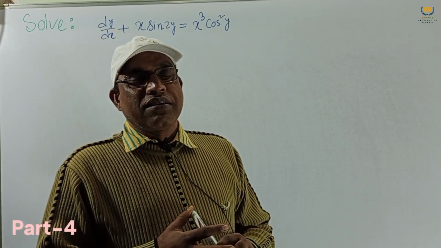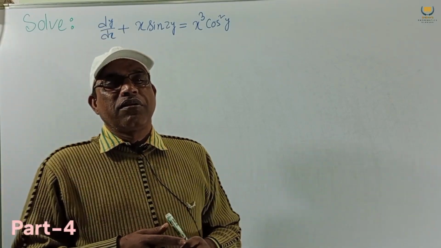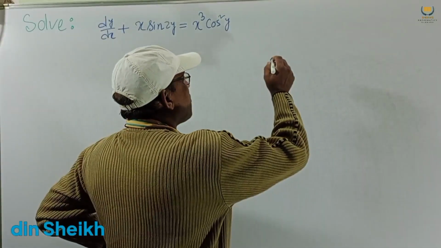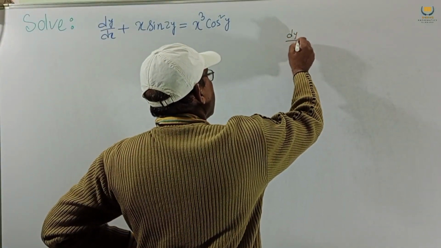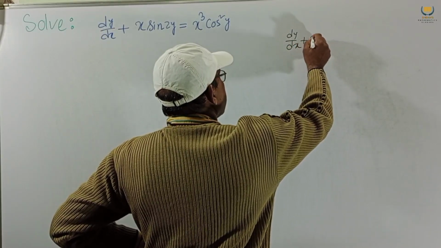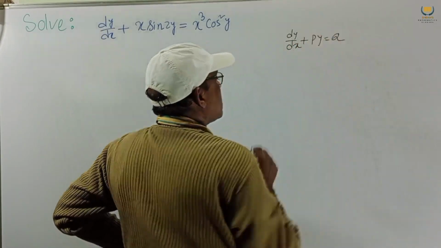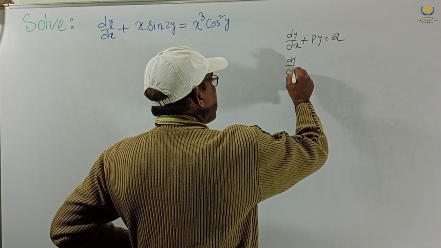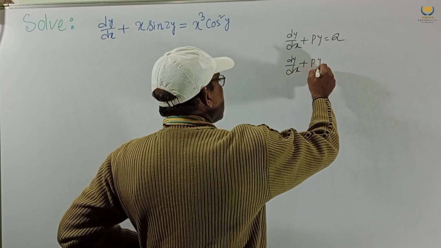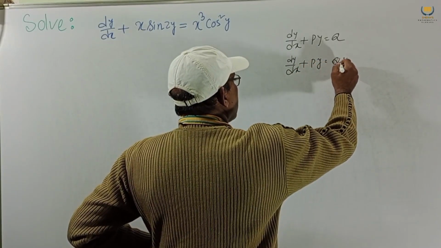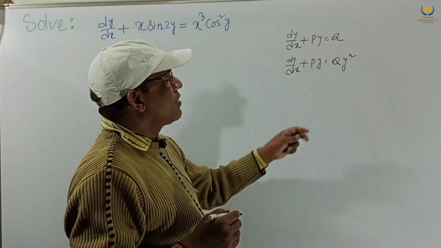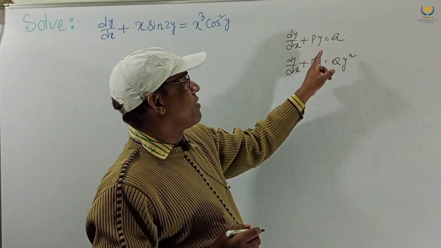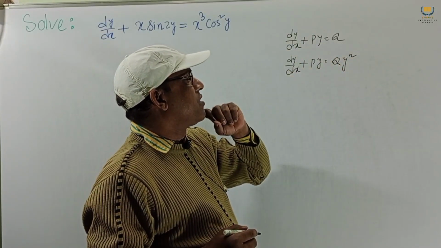Now we consider some problems about Bernoulli's differential equation. Recall the formula dy/dx + Py = Q. This is a linear differential equation, and if we multiply the right-hand side by a factor y to the power n, we get the Bernoulli equation. If this factor is absent, then it will be linear. So this is the Bernoulli differential equation.